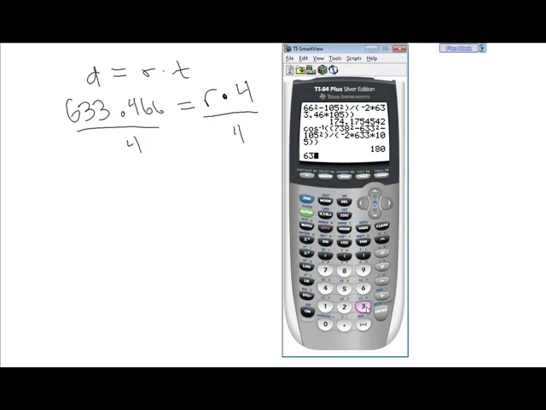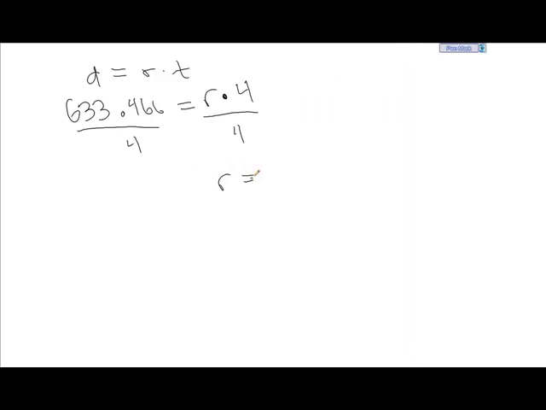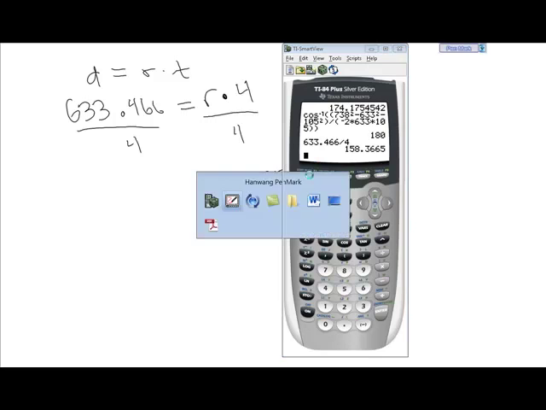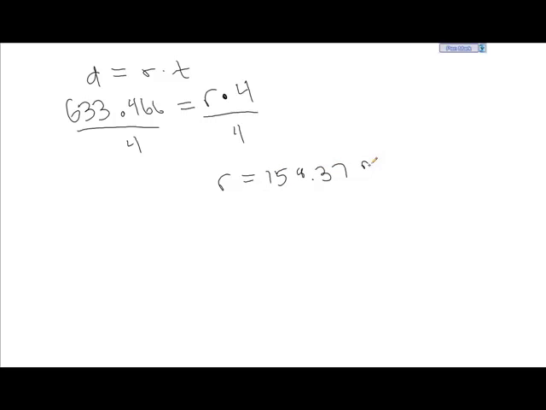And we get 633.466 divided by 4 gives us he'll need to travel about 158.37 miles per hour. And that's it. We're done.